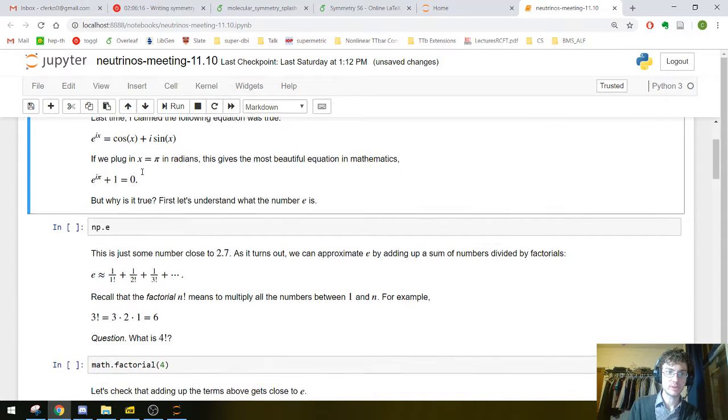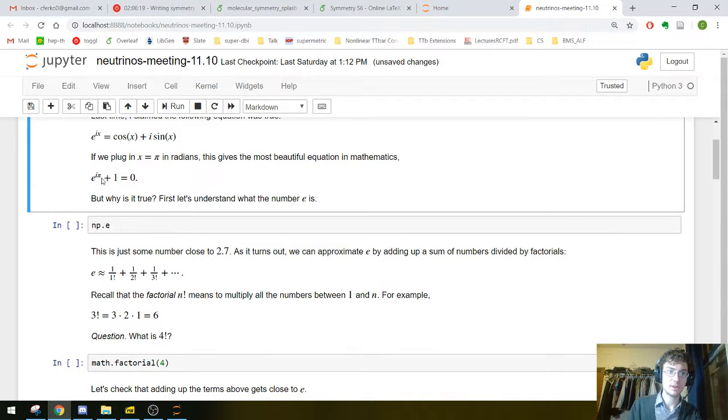So if we add 1 to both sides of that equation, we find e to the i pi plus 1 equals 0. The first time I saw this, it gave me goosebumps. It's such a beautiful equation. It has 5 of the most important numbers in mathematics, e, i, pi, 1, and 0, and they just pop out in this beautiful way.